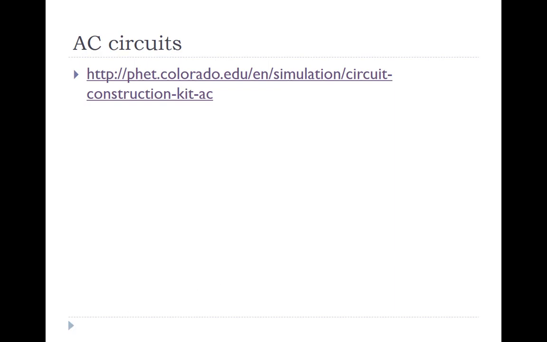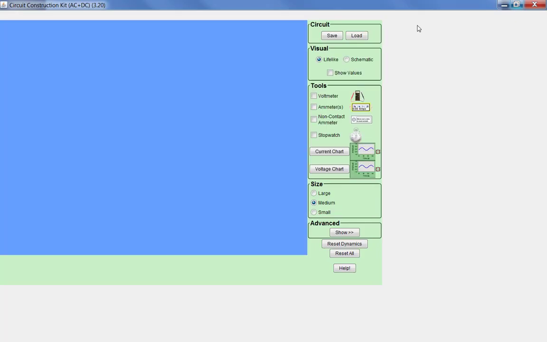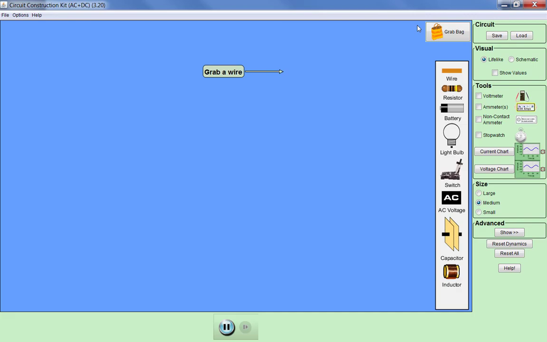I'm going to pull up a circuit construction kit. This is similar to the one that you have seen and worked with a little bit in lab. This one, however, is an older version that runs in Java with the functionality that you can look at AC instead of just DC. So this is the one I'm using. Instead of pulling out a battery, I'm pulling out the AC current source. And I'm just going to pull out a light bulb again. And as we've done in the past, connect the wires.